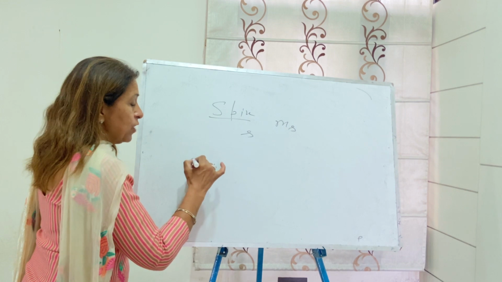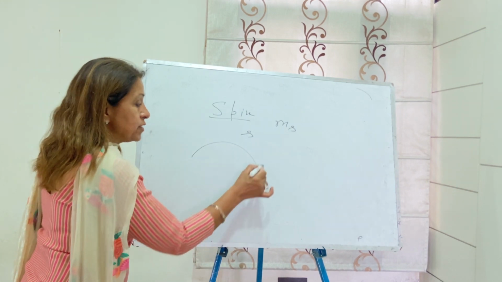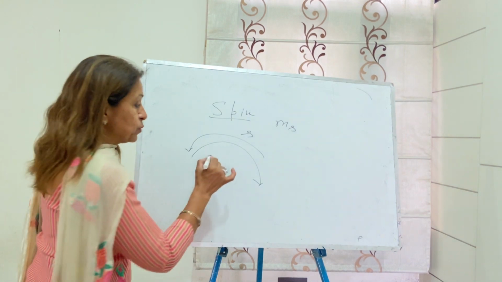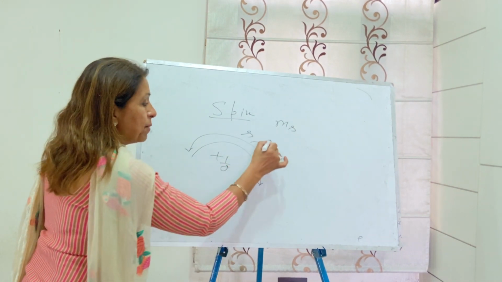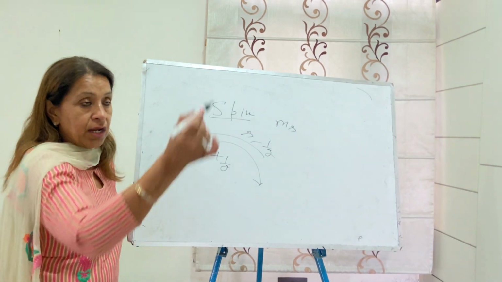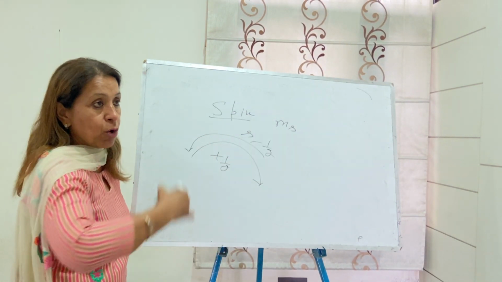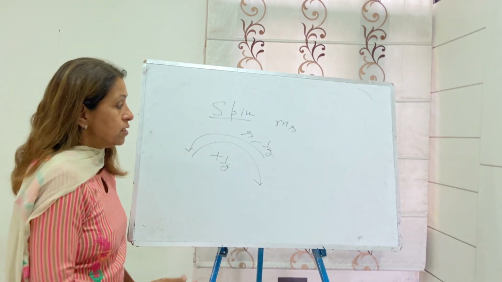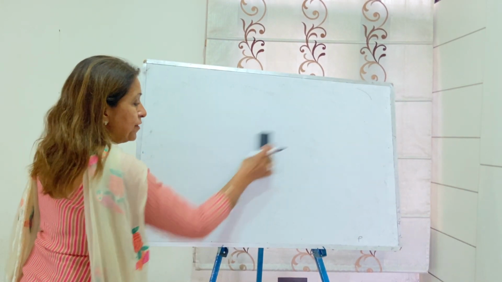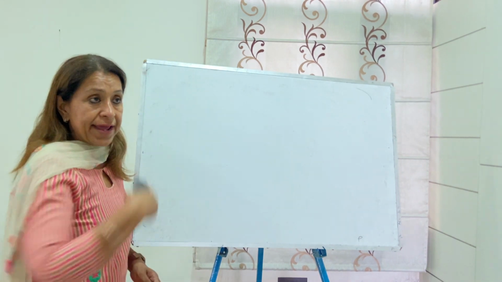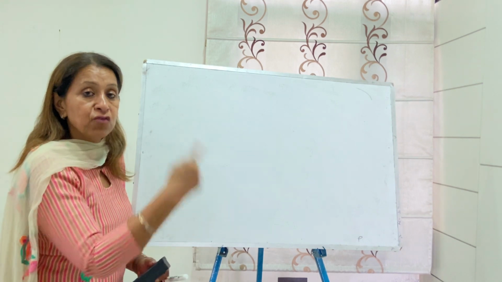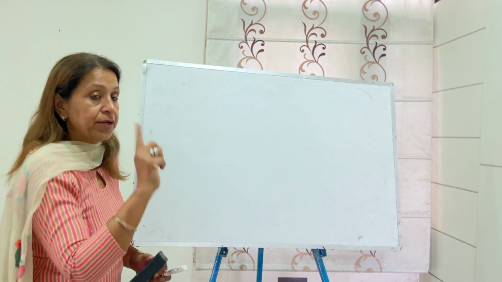Just write down: if the electron rotates clockwise or anti-clockwise, it is shown by two types of spin, plus half and minus half. Clockwise is plus half, anti-clockwise is minus half. The electron moves around the nucleus clockwise or anti-clockwise, so it has two values, plus half and minus half. It just tells us the direction of the electron's revolution around the nucleus.